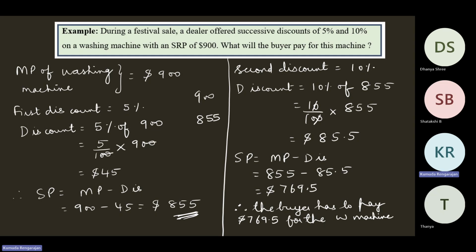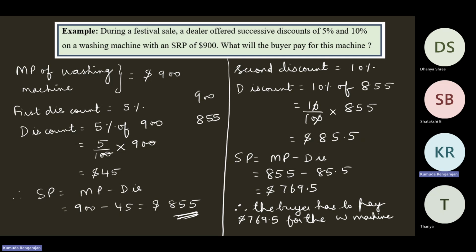But there's a further discount of 10%. So find 10% of 855, which is 85.5. So the final selling price is 855 minus the discount 85.5, which is 769.5.